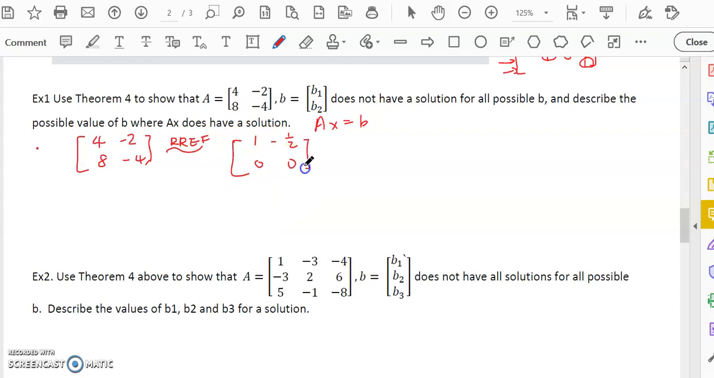-1/2, 0, 0, right? So this is the perfect position, but that's it. Not every row has a perfect position. I can only solve x1 equal to something, and x2 equal to something, but then x2 is free. And if you just imagine the B column, this would be unknown, right? So you cannot guarantee that it has a solution.